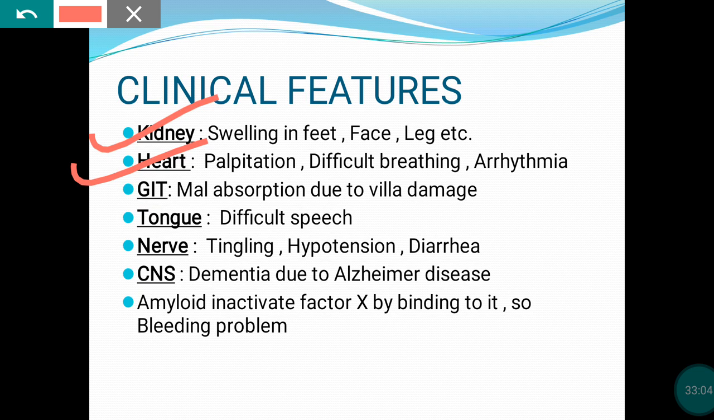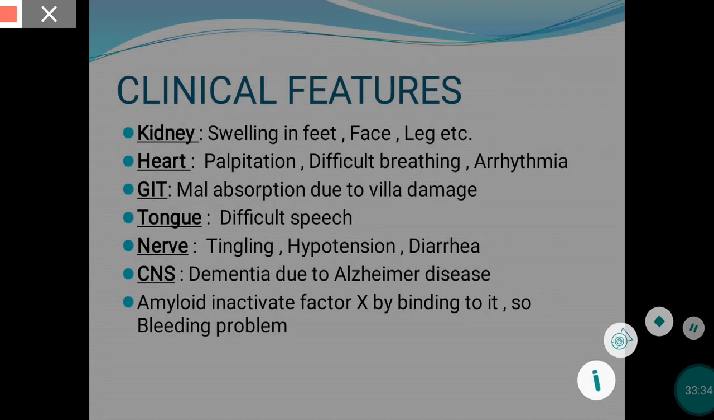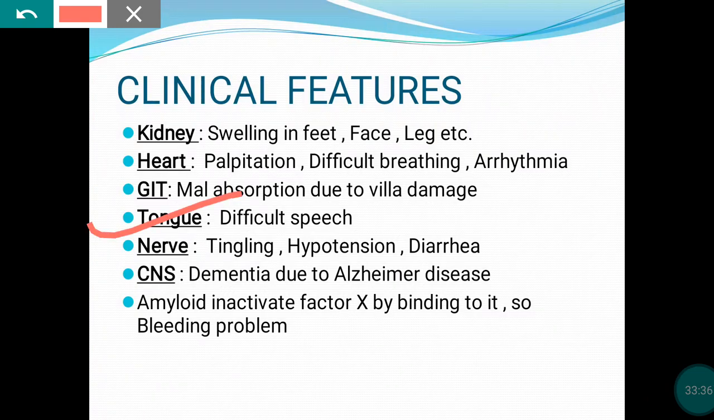What happened to GIT? In the gastrointestinal tract, the villi can get damaged. So there will be malabsorption syndrome, and the nutrients will not get absorbed. So if your iron will not get absorbed, then you can have anemia. If your vitamin D is not absorbed, then you can have low vitamin D level. So such malabsorption can be developed. In the tongue, what will happen? The size is increased. So there will be difficulty in speaking.